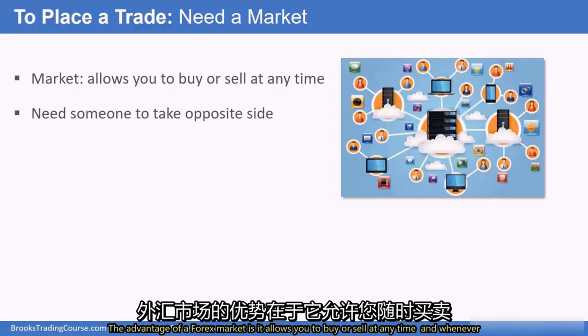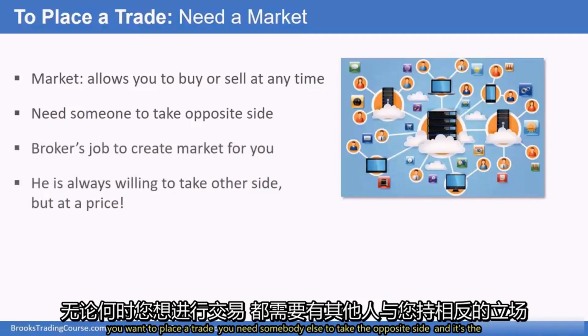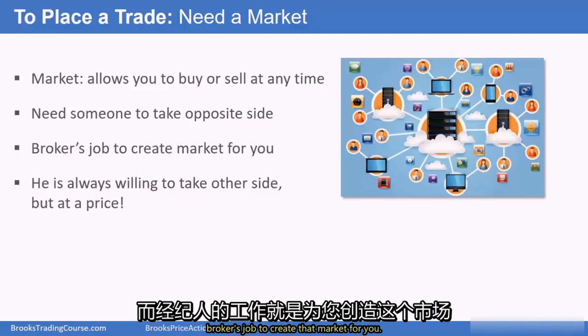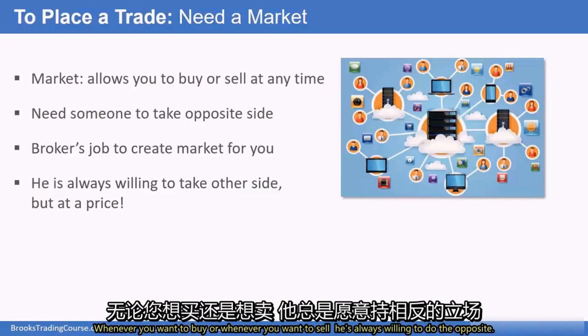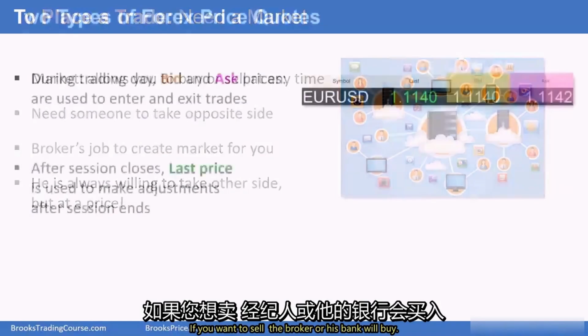The advantage of a forex market is it allows you to buy or sell at any time. And whenever you want to place a trade, you need somebody else to take the opposite side. And it's the broker's job to create that market for you. Whenever you want to buy or whenever you want to sell, he's always willing to do the opposite. If you're buying, the broker or his bank will sell. If you want to sell, the broker or his bank will buy.